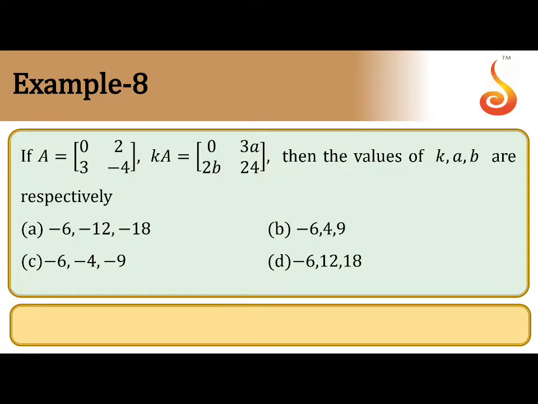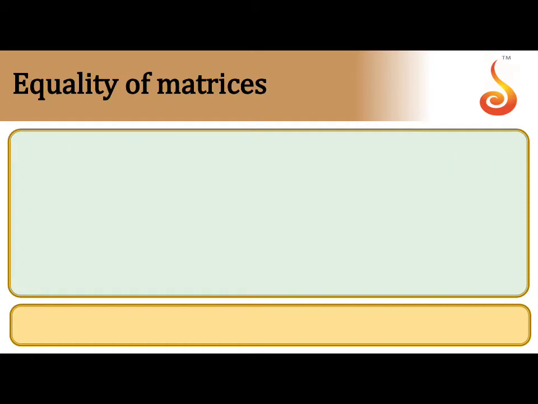Example 8. If A is equal to the matrix [0, 2; 3, -4], kA is equal to the matrix [0, 3a; 2b, 24], then the values of k, a, b are respectively. So this problem is based on the concept of equality of matrices. First we discuss when two matrices are equal.